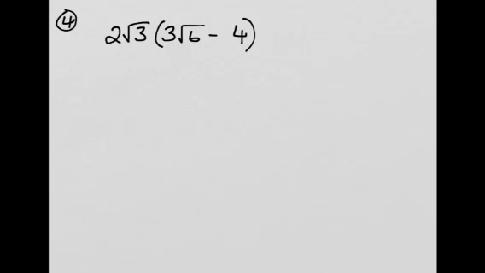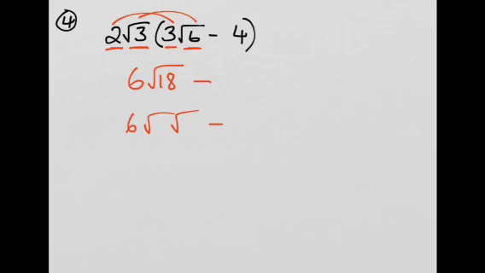Question 4, remove the brackets. Now when you've got numbers and surds times numbers and surds, you just do the number times the number and then the surd times the surd. So 2 times 3 is 6, and then root 3 times root 6 is root 18. I'll let you work out the second multiplier, and then you do a wee bit of cancelling. Root 18 becomes root something times root something, and so on and so on and so on to simplify.